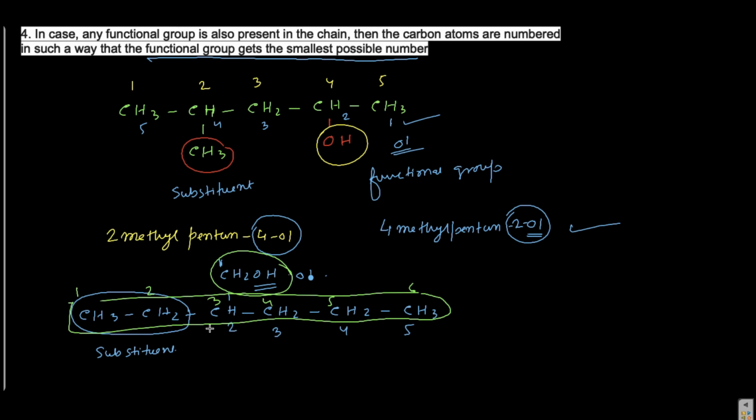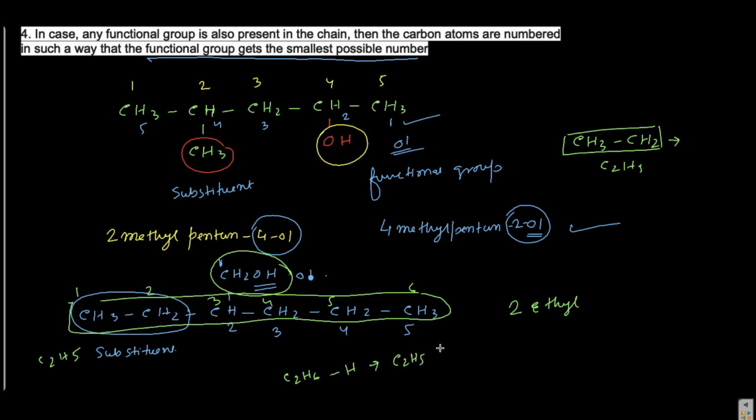So CH3 and CH2, if you add both together, becomes C2H5. So here C2H5 is the substituent, and C2H5 is ethyl, so 2-ethyl. Why is it ethyl? C2H6 is ethane, then it loses one hydrogen, it becomes C2H5. So ethane becomes ethyl if it loses one hydrogen. So 2-ethyl, 1 2 3 4 5 pentan-1-ol, because in the one position the functional group OH is present.